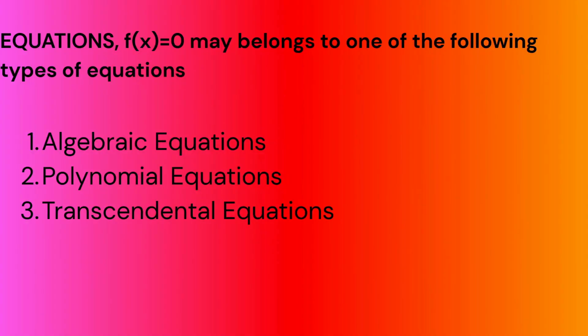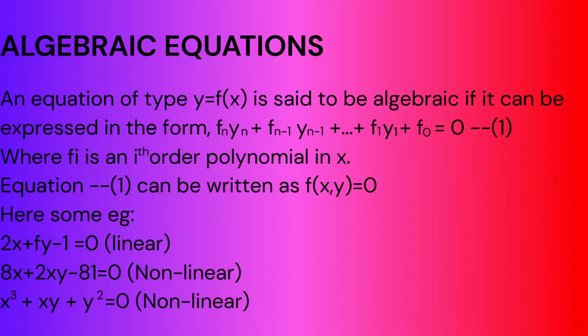These are the equations. f(x) = 0 may belong to one of the following types of equation: algebraic equation, polynomial equation, and transcendental equation. The first one is the algebraic equation.